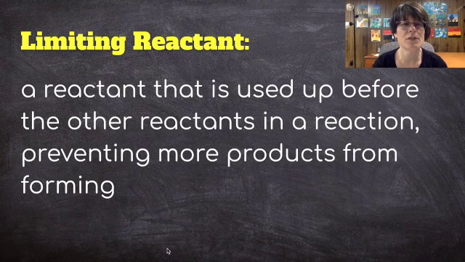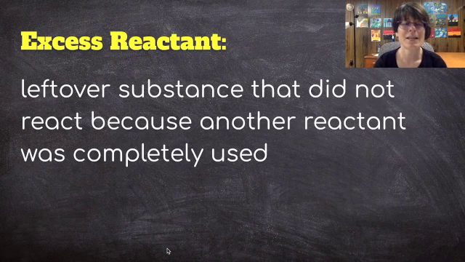So the first thing we need to know is what a limiting reactant is. It is a reactant that is used up before the other reactants in a reaction, preventing more products from forming. Because let's face it, we're really careful to measure things out, but we're going to have a little bit less of one thing than another when these things are reacting. The excess reactant is the leftover substance that did not react because another reactant was completely used.